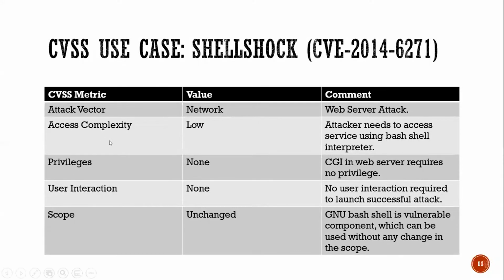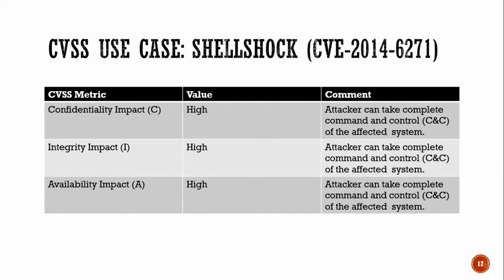The reason for providing this information is that we will see later how we can use these CVSS parameters, like access complexity and possibly the CVSS score, to encode the information in our AI solver. Some other parameters: the impact on confidentiality, integrity, and availability is very high, and the attacker can take full control of the system if he were to exploit this particular vulnerability.